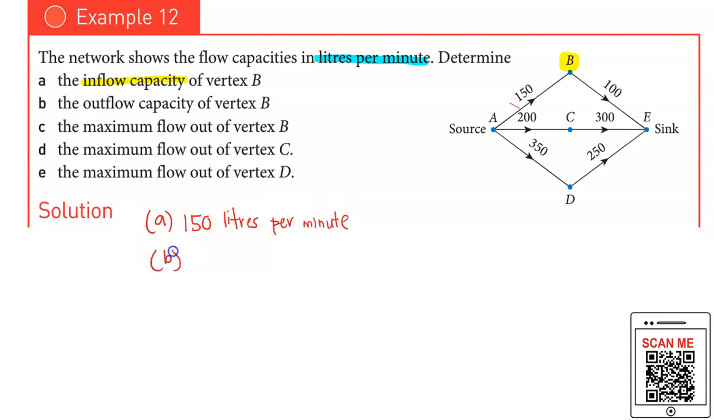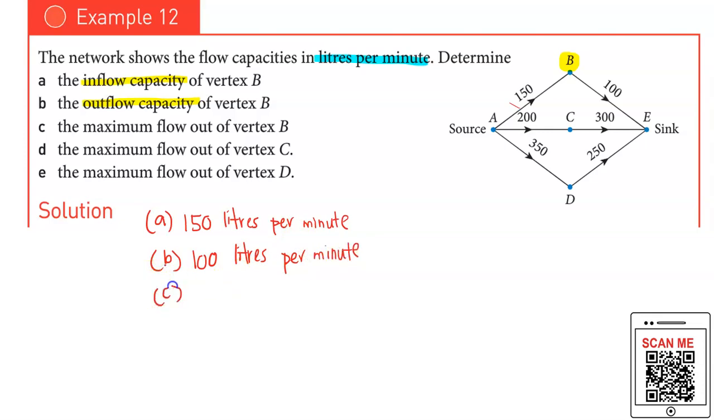And question B, the outflow capacity of the vertex B. So how many flow going out from B? Over here. So from B, how many going out? 100. So it's 100 liter per minute. Don't write short form.